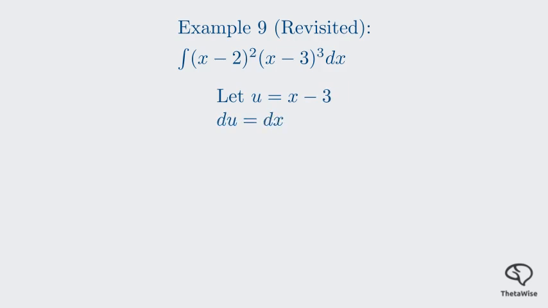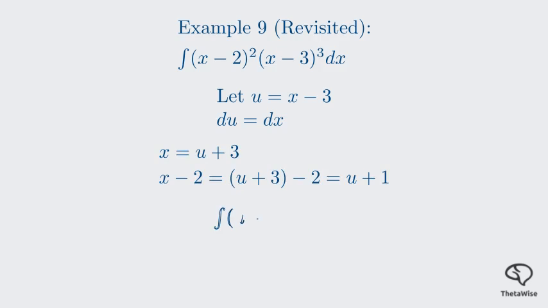Now we need to express the other factor, x minus 2, in terms of u. From our substitution, we know x equals u plus 3. So x minus 2 equals u plus 3 minus 2, which simplifies to u plus 1. Thus, x minus 2 becomes u plus 1. Now we can rewrite the integral entirely in terms of u. We replace x minus 2 with u plus 1 and x minus 3 with u. This gives us the integral of u plus 1 squared times u cubed du. This transformed integral is much easier to manage.